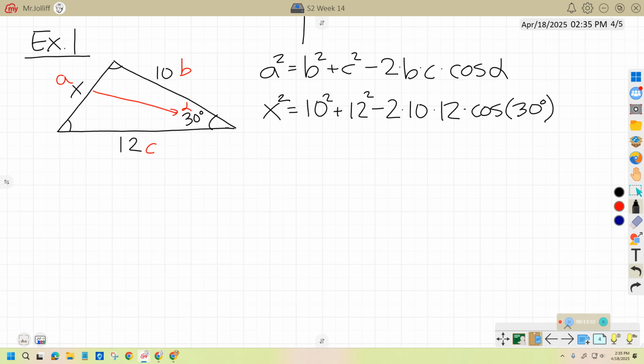should my calculator be in degrees or radians? Degrees, because the thing inside the cosine is in degrees. So check that your calculator says degree mode, and then plug that in your calculator, and check that we get the same answer.